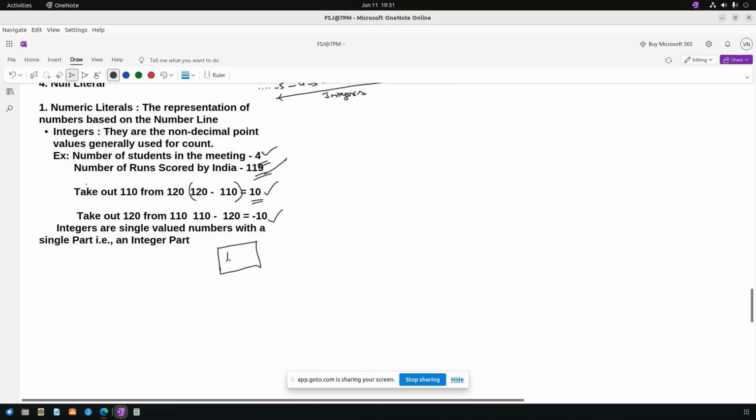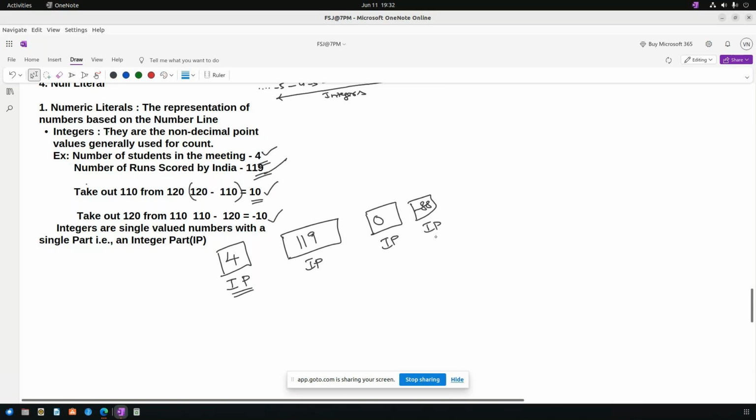Now, for example, if I say 4, so 4 is an integer part. So IP, integer part is IP. So I'm just writing IP, integer part. So what is this? This 4 is an integer, the integer part. Now you take 119. So 119 is also an integer. You take 0. 0 is also an integer. You take minus 88. This is also an integer.